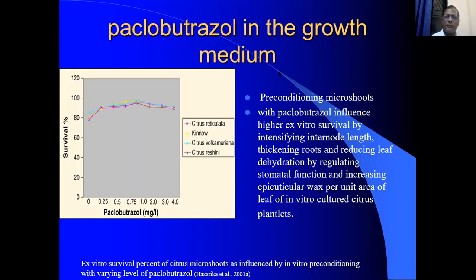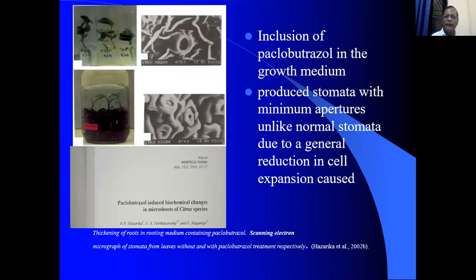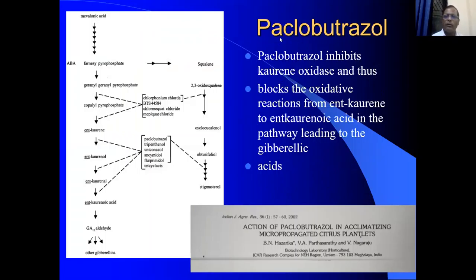So preconditioning of microshoots with paclobutrazol has a direct effect on ex vitro survival. And you can see the inclusion of paclobutrazol in the growth medium produced stomata with minimal pressure, unlike the normal stomata, due to a general reduction in cell expansion. This was also published in Folia Horticulturae, published from Poland. So, you see how paclobutrazol works. This is the pathway of paclobutrazol. Paclobutrazol inhibits kaurene oxidase and thus blocks the oxidative reactions from ent-kaurene to ent-kaurenoic acid in the pathway leading to gibberellic acid. Thus paclobutrazol inhibits the production of gibberellic acid, and thus it acts.